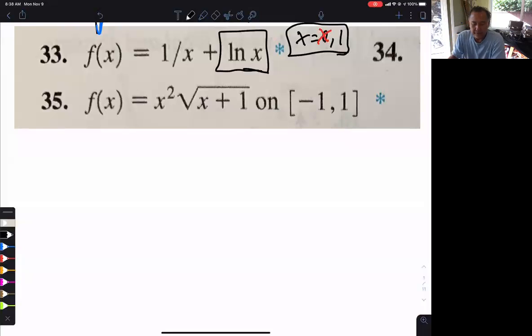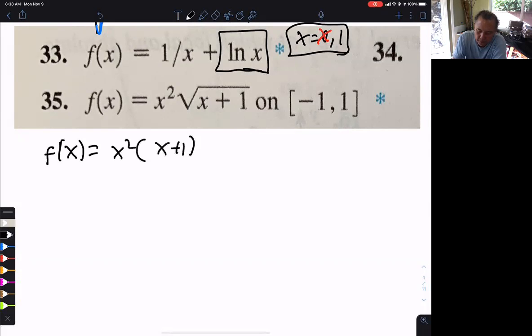Number 35. So they want the critical points. So we need to take the derivative. I'm going to rewrite this first. Now let's take the derivative, and it's a product rule because you're multiplying two things.